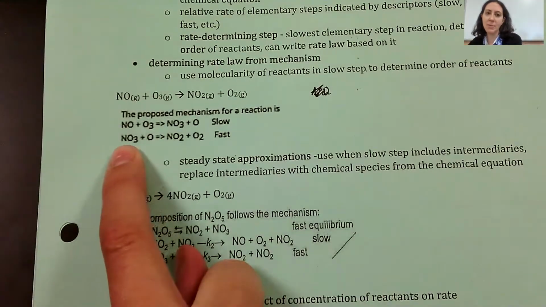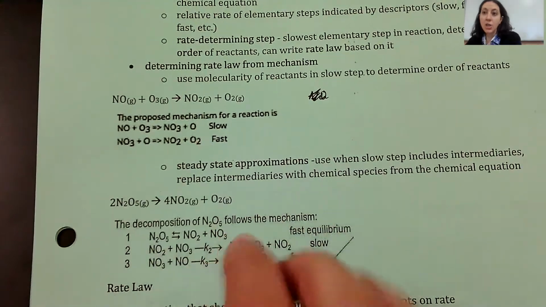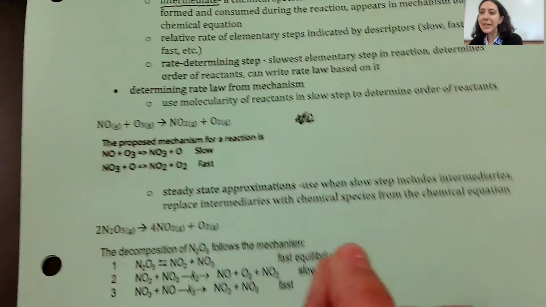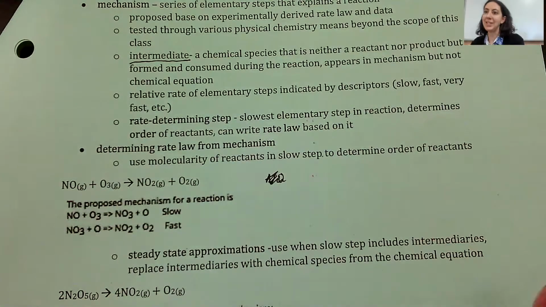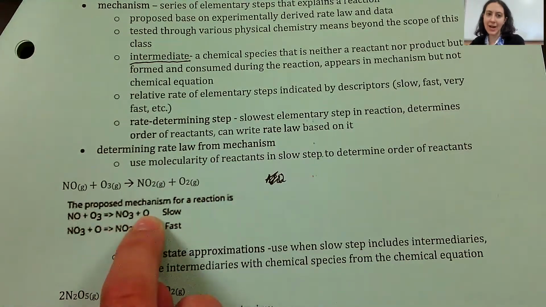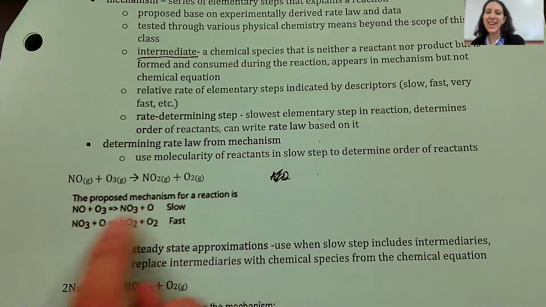The second step is also bimolecular, but it's just two different chemical species. In terms of intermediaries, these are things that are produced as part of the reaction, but don't last very long. They're produced and immediately consumed, which in this case would be the nitrogen trioxide and the elemental oxygen. So they kind of cancel out.